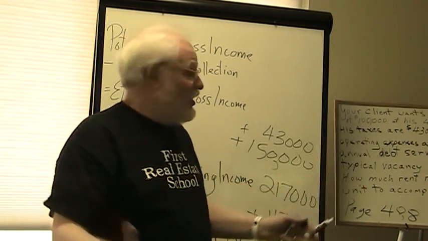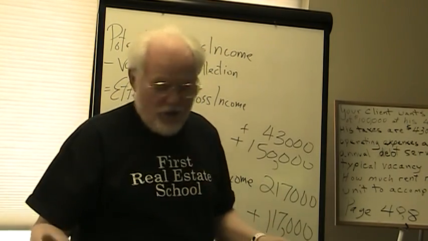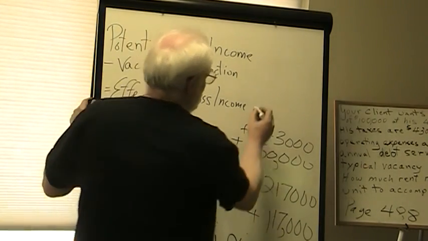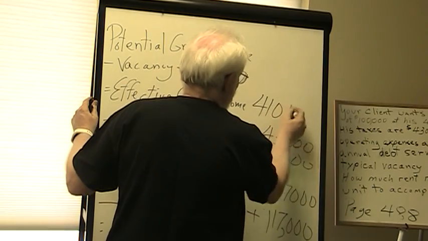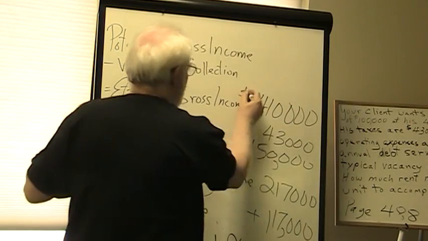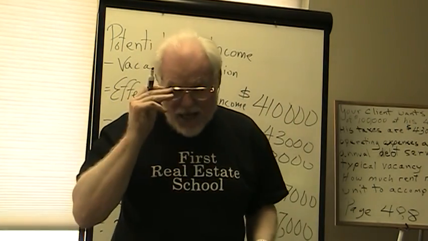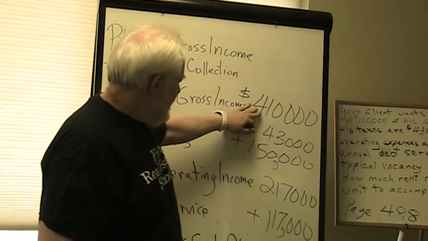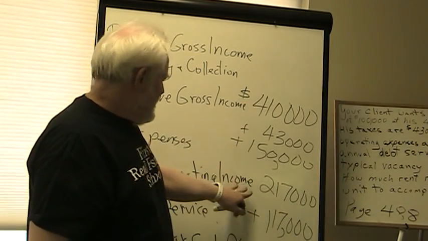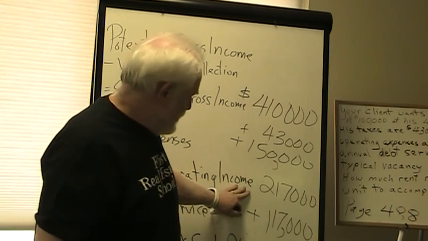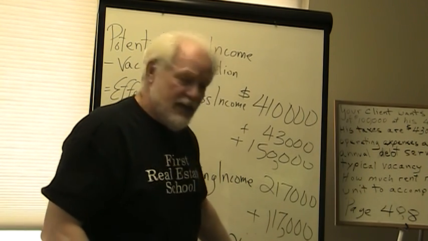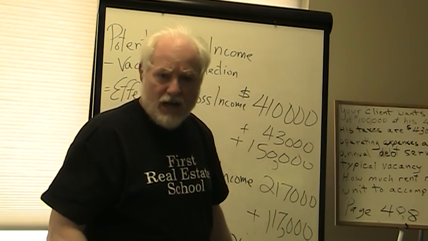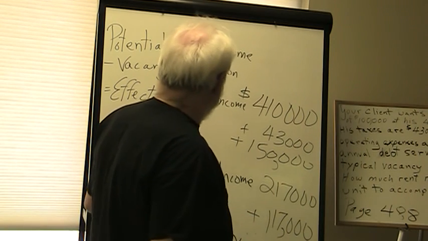Now those numbers could have been lumped together as one number, wouldn't have made any difference, but that means we've got to have an effective gross income of $410,000 in order to pay the expenses, get the $217,000 NOI, make the payments, and have $100,000 left for our client. So that's what we got to do.